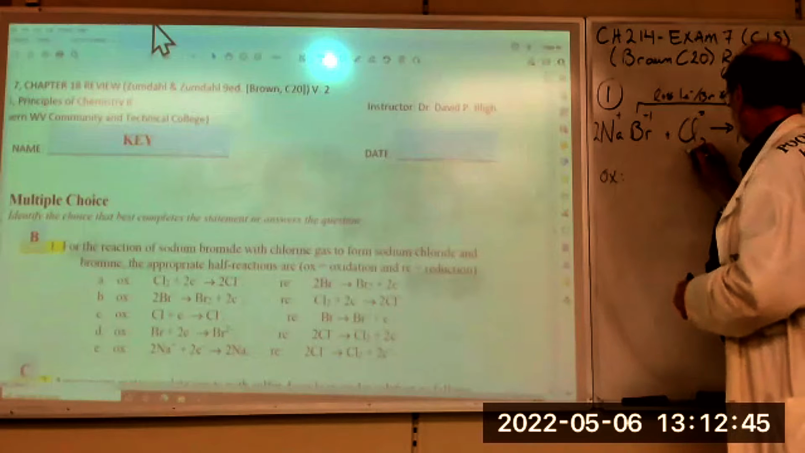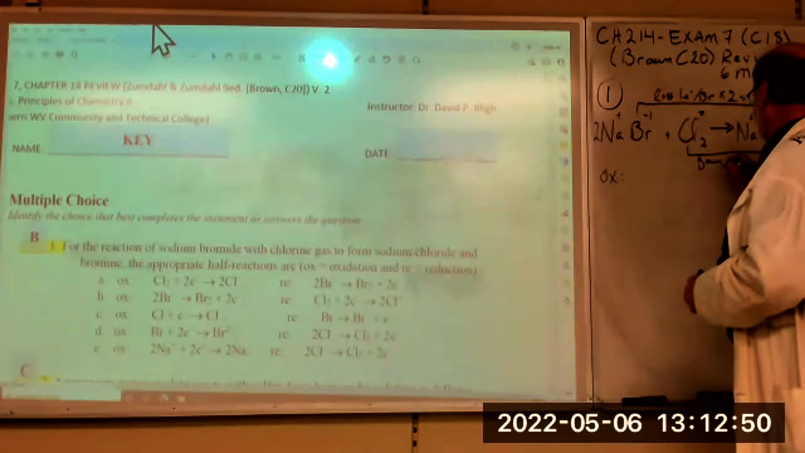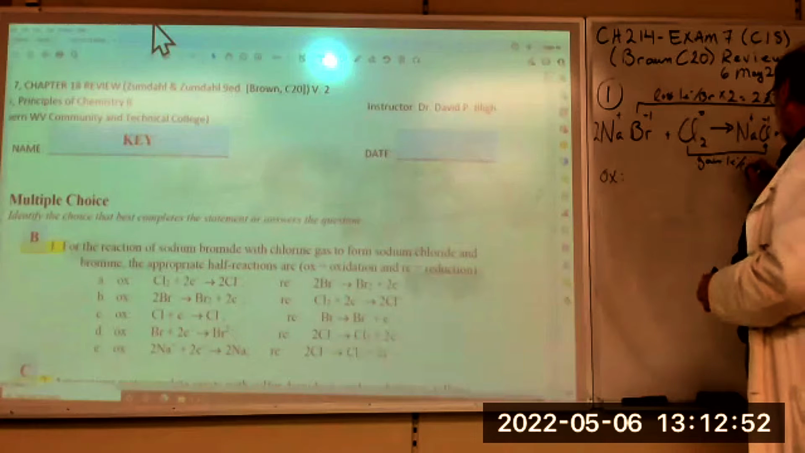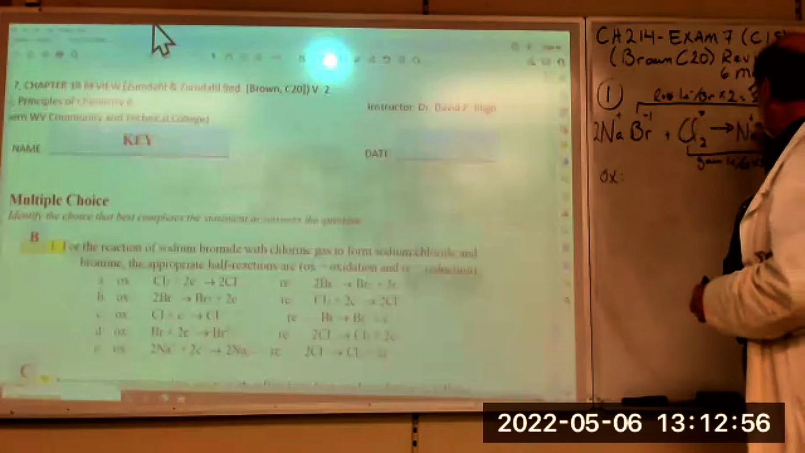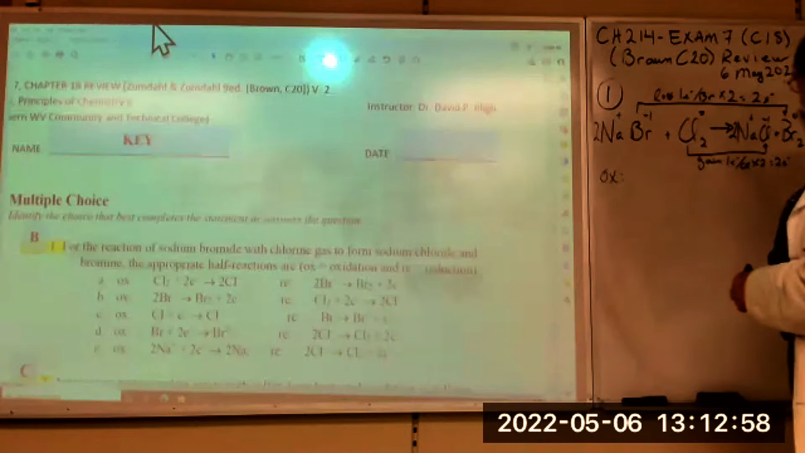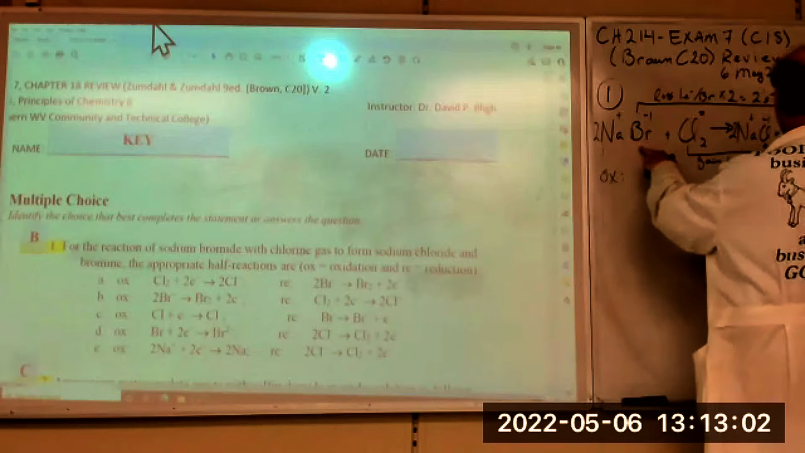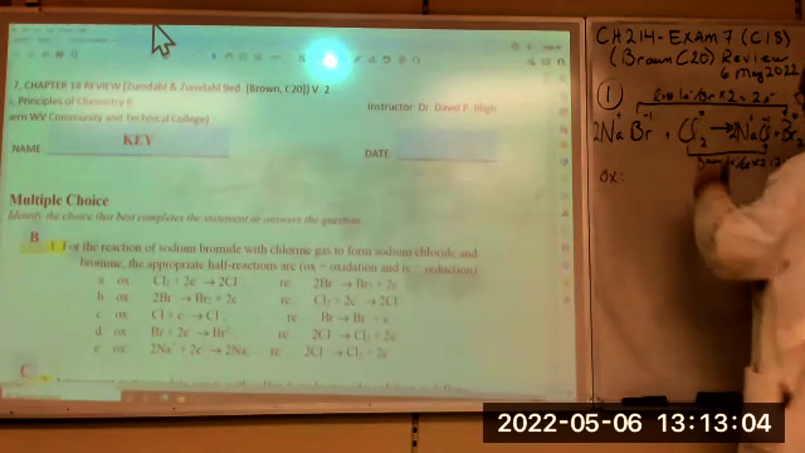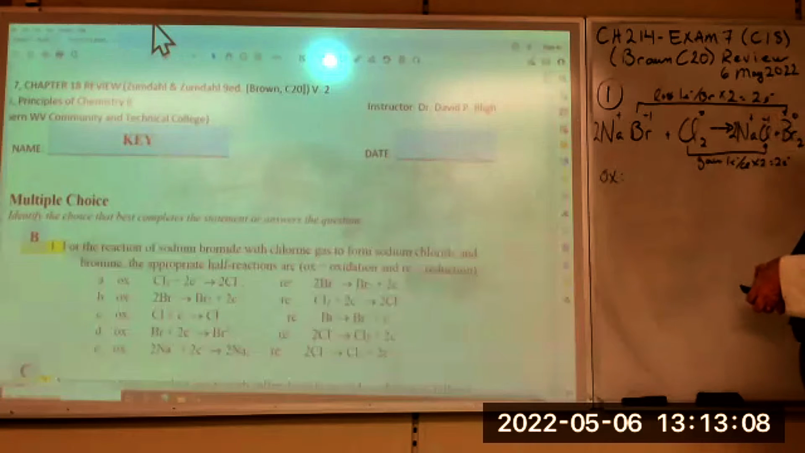While we're at it, chlorine is gain 1 electron per chlorine times 2 equals 2 electrons. So we need a 2 here. And then if you go back and look, there's 2 sodium, 2 bromine, 2 bromine, 2 chlorine, 2 chlorine. So it's balanced for atoms, it's balanced for electrons also.